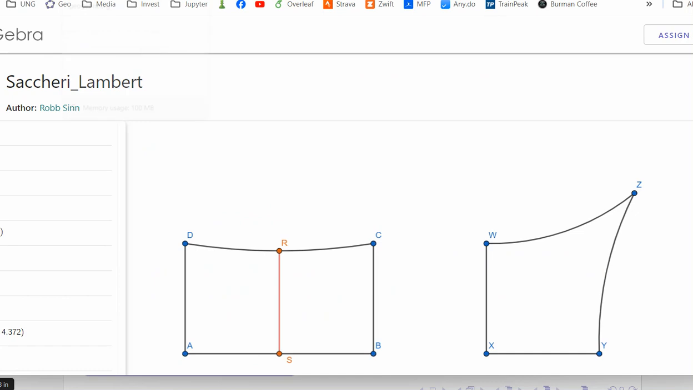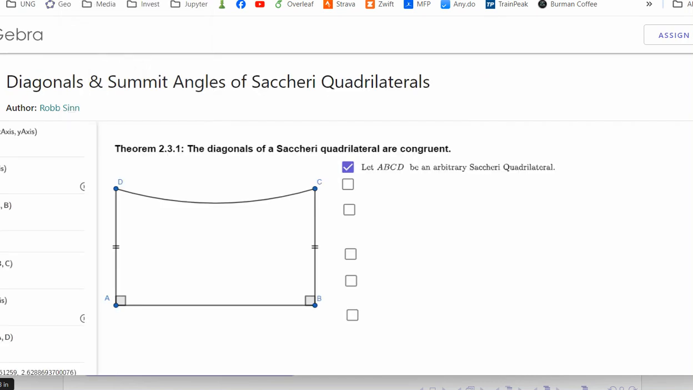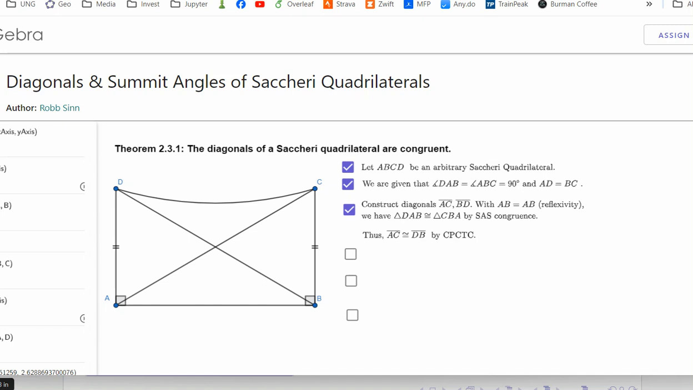Okay, sorry, let me jump in, there we go. So we have ABCD, an arbitrary Saccheri quadrilateral, and I've marked the legs congruent and the base angles congruent, and they're 90 degrees. Okay, so what's happening next? Okay, we're just noting that, what I just said, and then we're going to draw the diagonals. So we're going to construct AC and BD.